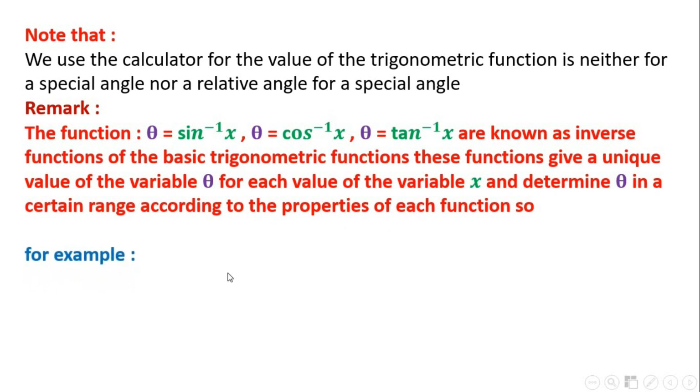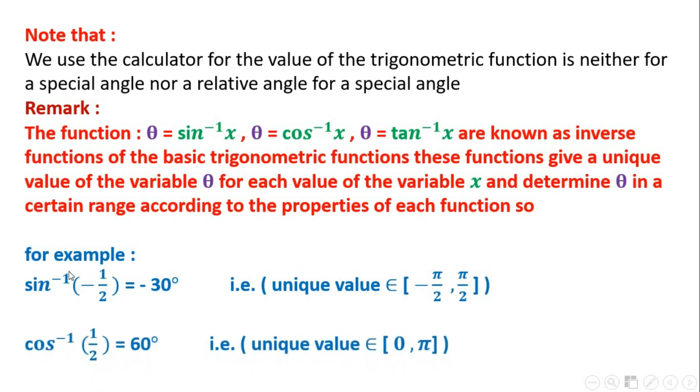So, for example, sine minus 1 of negative half equals negative 30 degrees. That's to say, the unique value belongs to negative pi over 2 and pi over 2, which is negative 90 and 90 degrees. Cosine minus 1 of half equals 60 degrees. That's to say, the unique value belongs to 0 and pi, and for sure pi here is 180 degrees.